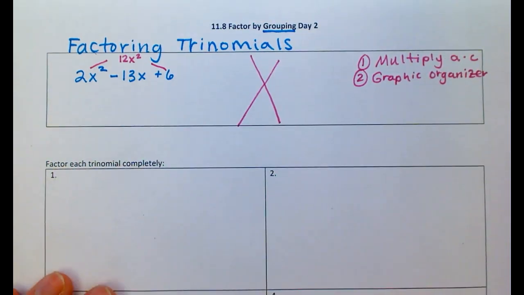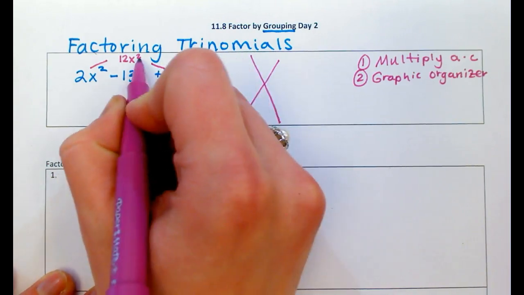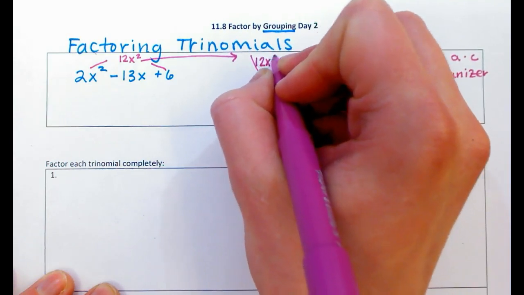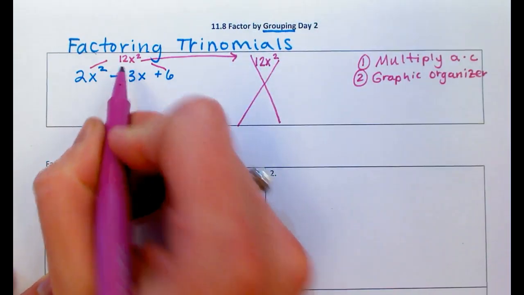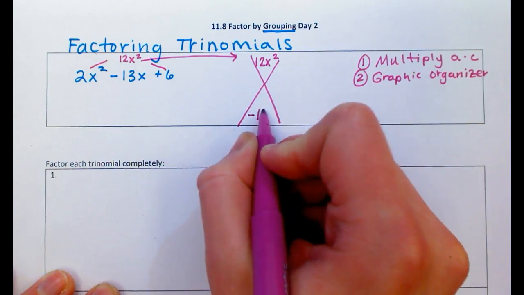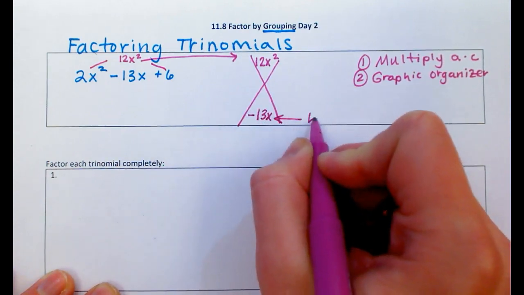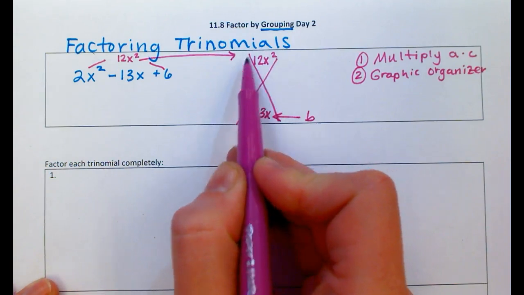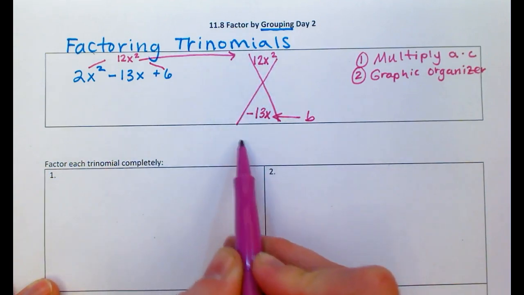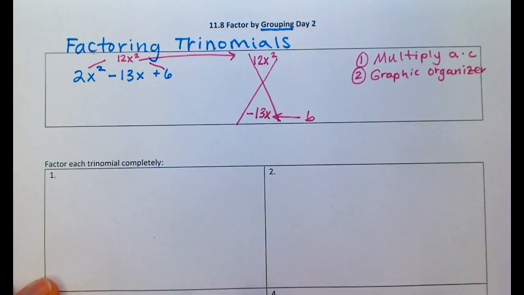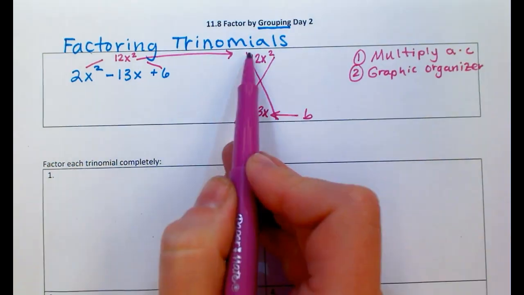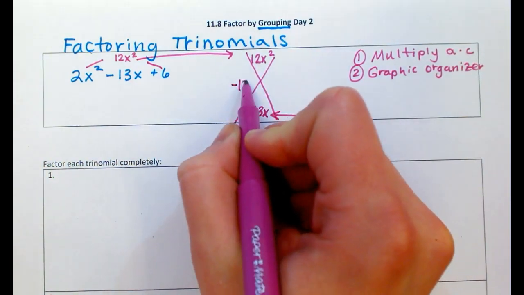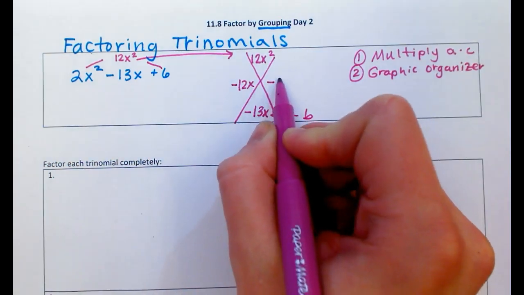When we create our graphic organizer, this time not our c term, but our ac term is going to go up top. So here I have 12x squared. Our b term is still going to go on bottom, negative 13x. Next, we're going to find the two factors that multiply to 12x squared, but add to negative 13x. If you are thinking about them both being the same sign, and that means they are both negative, we have negative 12x and negative 1x.